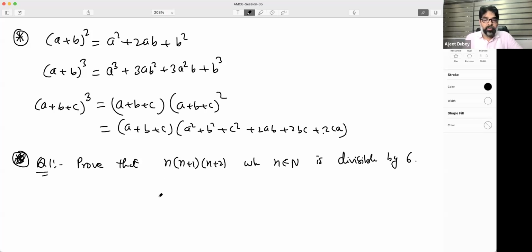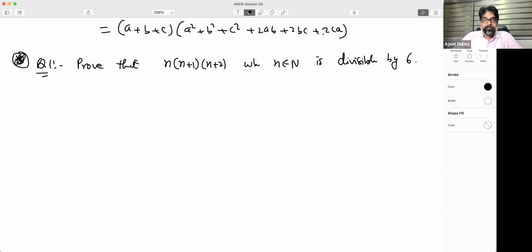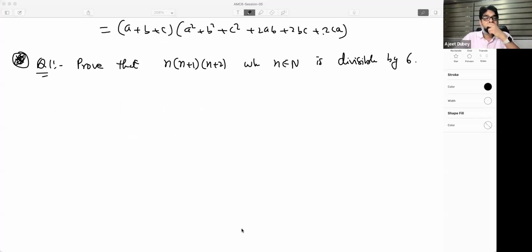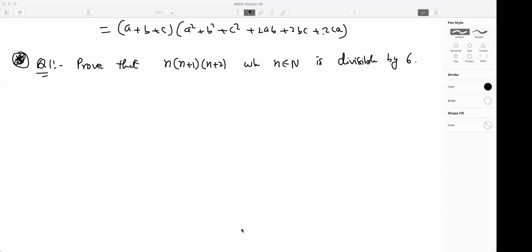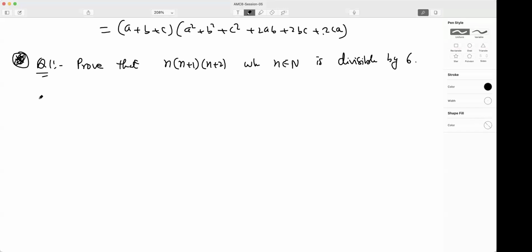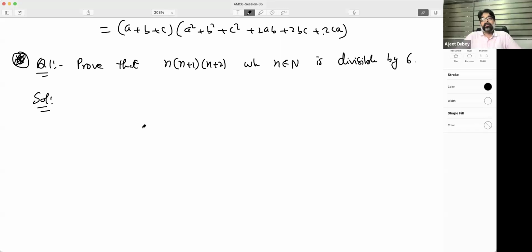Anyone can give me an idea how to prove that it's divisible by 6? You know that one of the three numbers n, n plus 1 or n plus 2 will be a multiple of 3. So suppose n is a multiple of 3, then the product will be divisible by 6 because the whole product has one factor as 2 and one as 3. One will be even and one will be divisible by 3. Very good, 100% correct. We could also use proof by induction. Okay. Anybody having any other method?